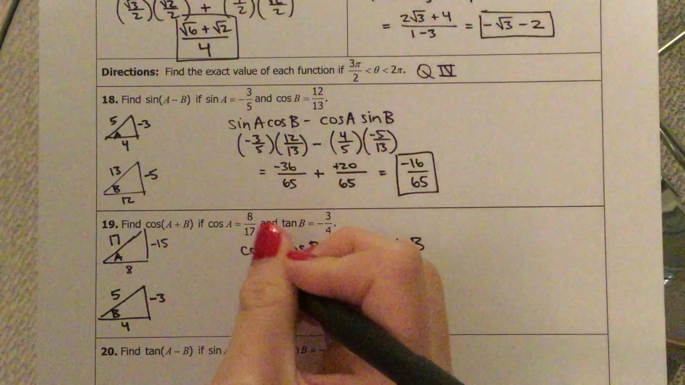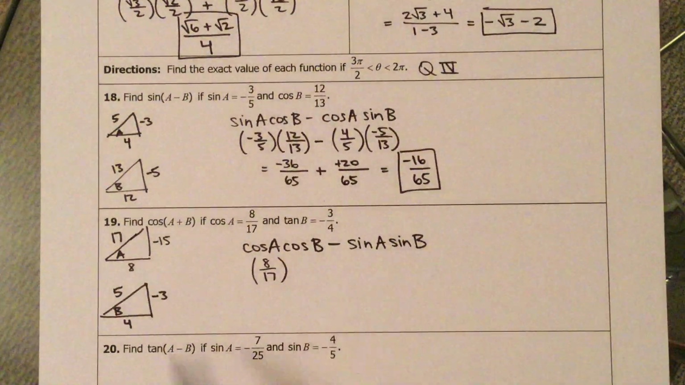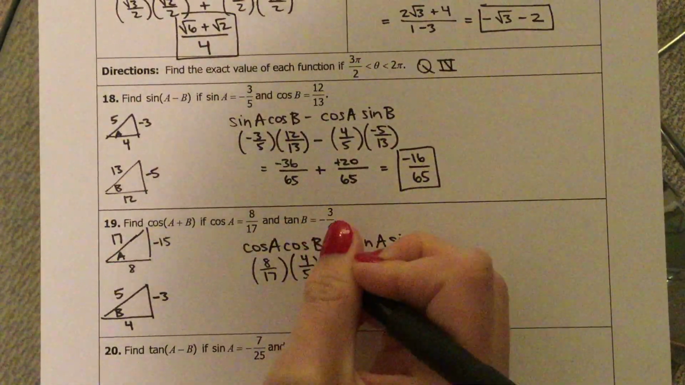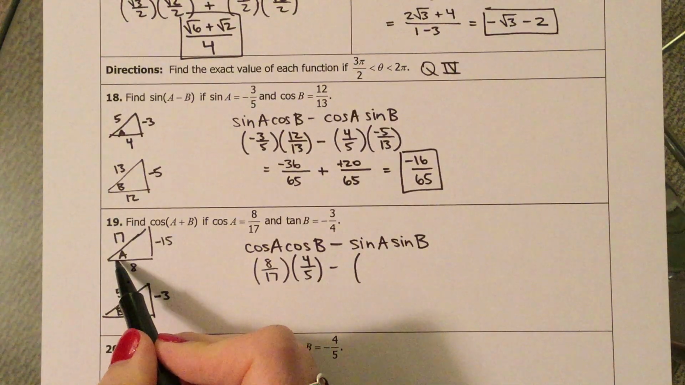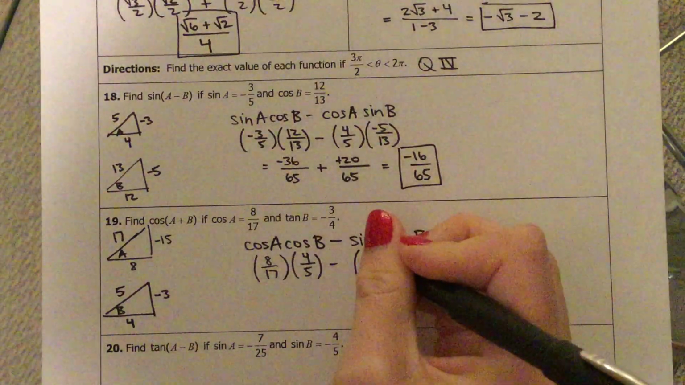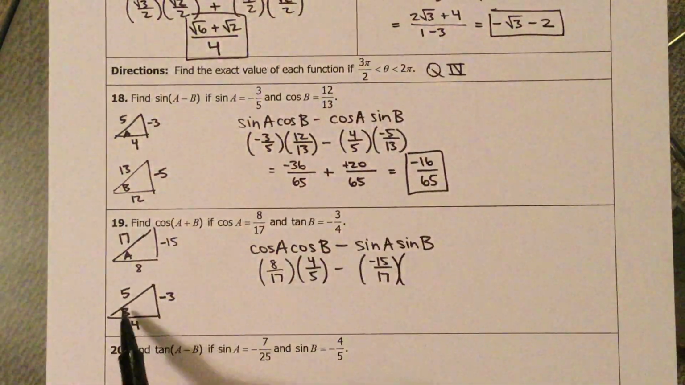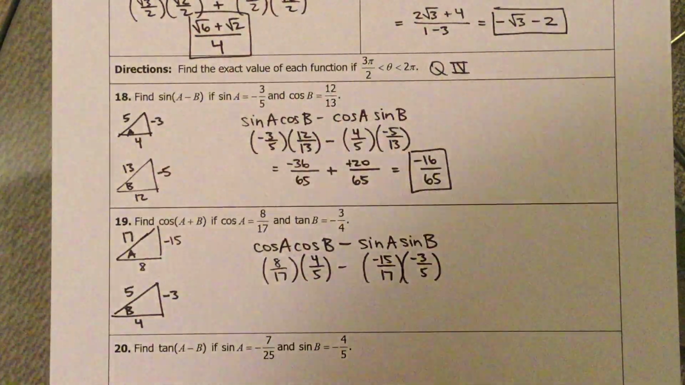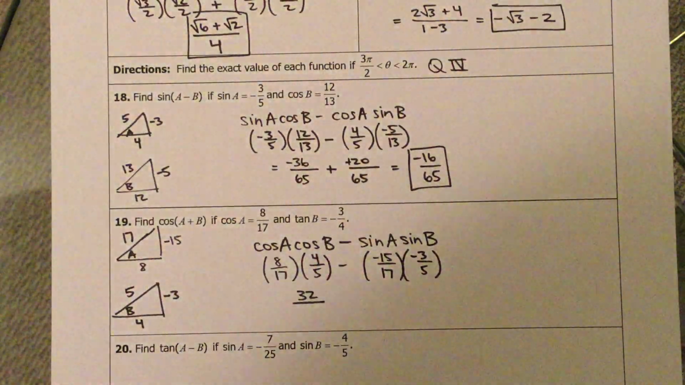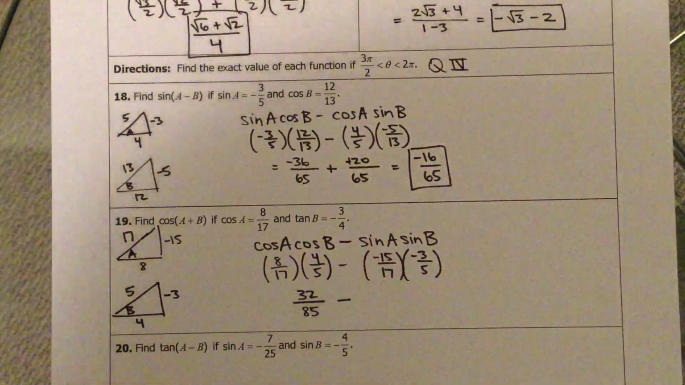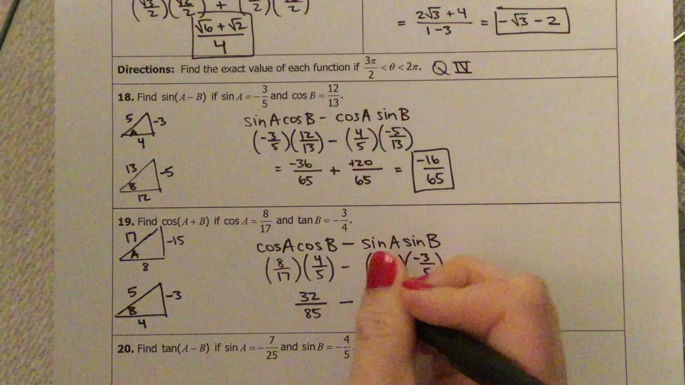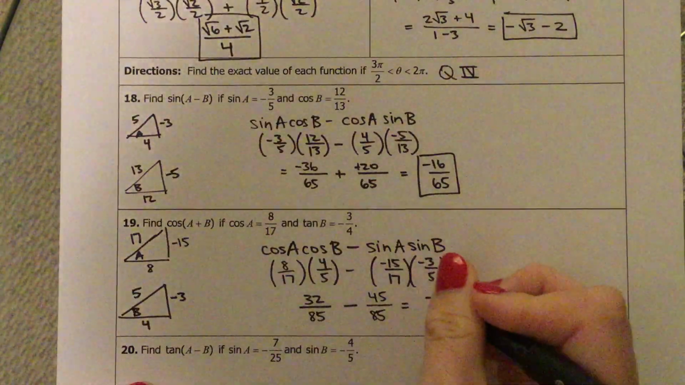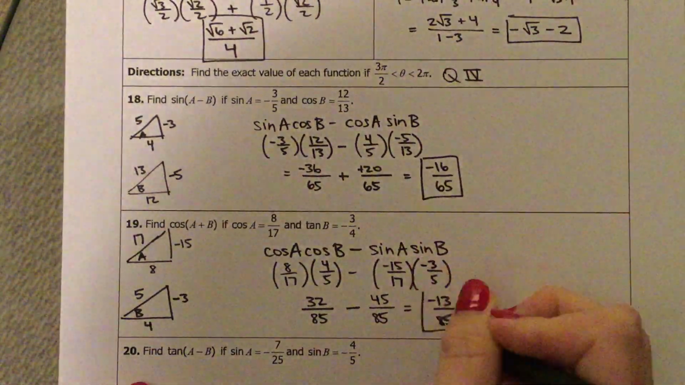So cosine A is given. None of the other three are given. So cosine B, adjacent over hypotenuse, minus sine A. Sine is opposite over hypotenuse. And sine B, again, opposite over hypotenuse. Okay, so multiply these out. 8 times 4 over 17 times 5 minus, and then these are both negative, so positive 45 over 85. So subtract these. 32 minus 45 is a negative 13 over the common denominator. Does not reduce down at all.